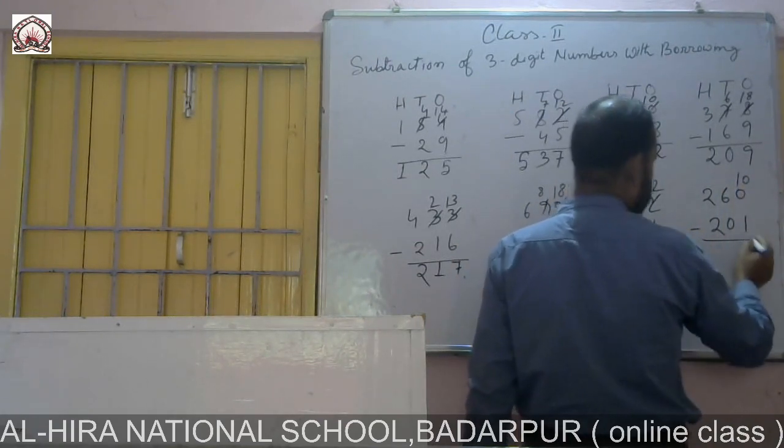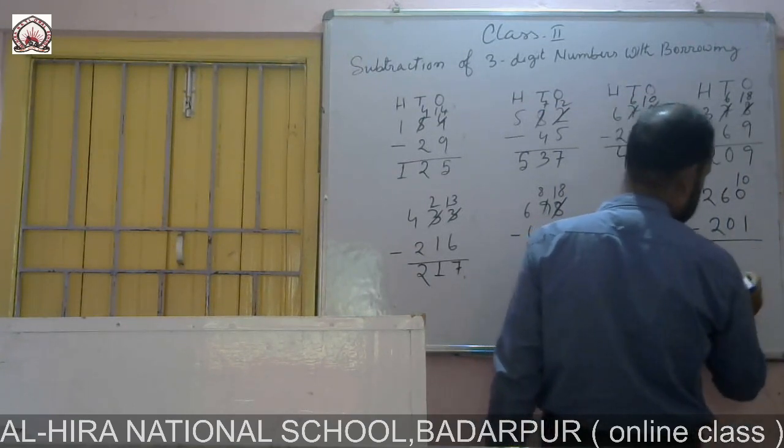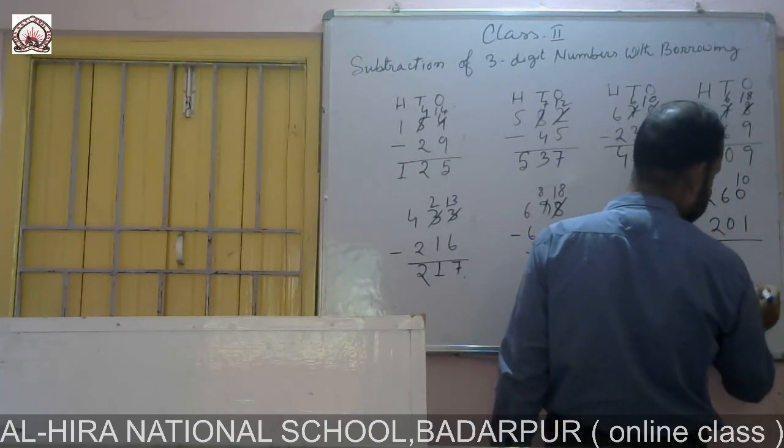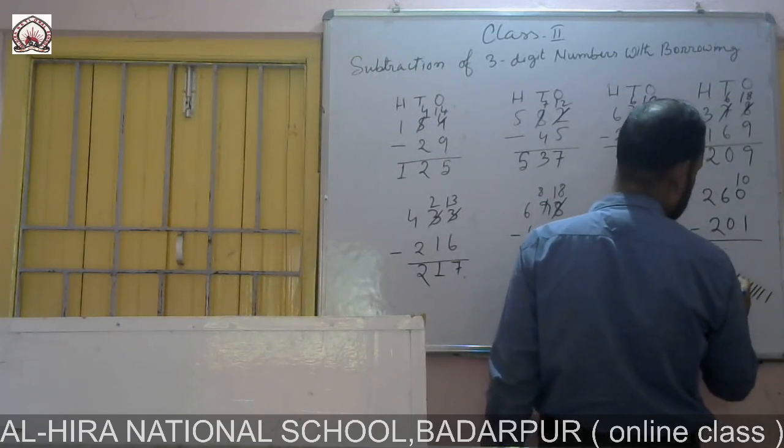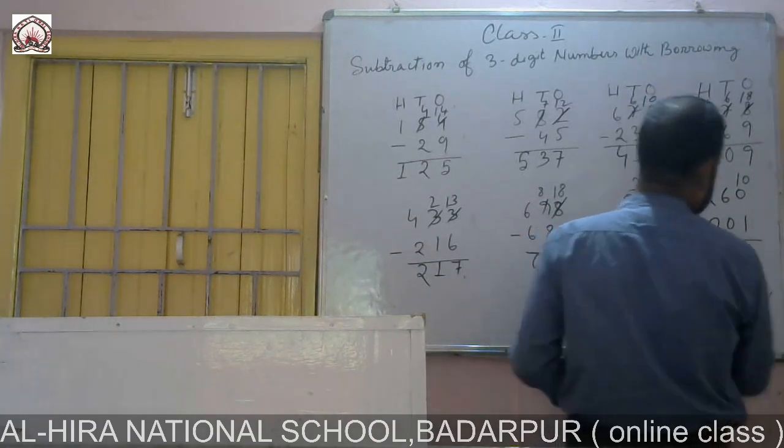10 minus 1 is 9. We give line 1 2 3 4 5 6 7 8 9. We cut 1, remain 1 2 3 4 5 6 7 8.